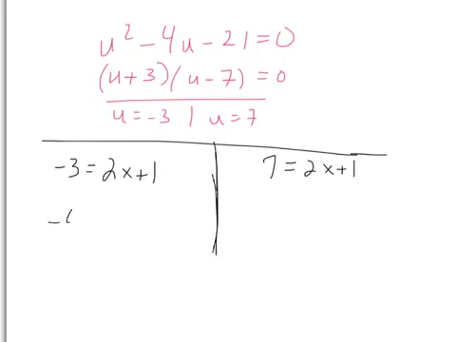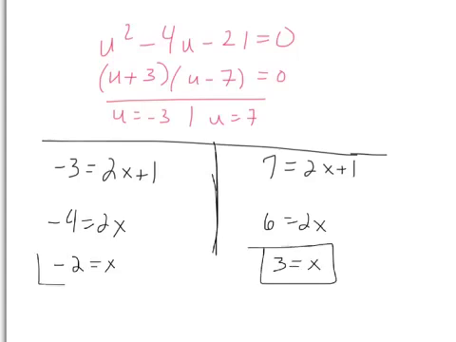Moving the 1 over, we get negative 4 equals 2x, or x equals negative 2. Moving the 1 over, we get 6 equals 2x, or simply x equals 3. So our answers for x are 3 or negative 2.